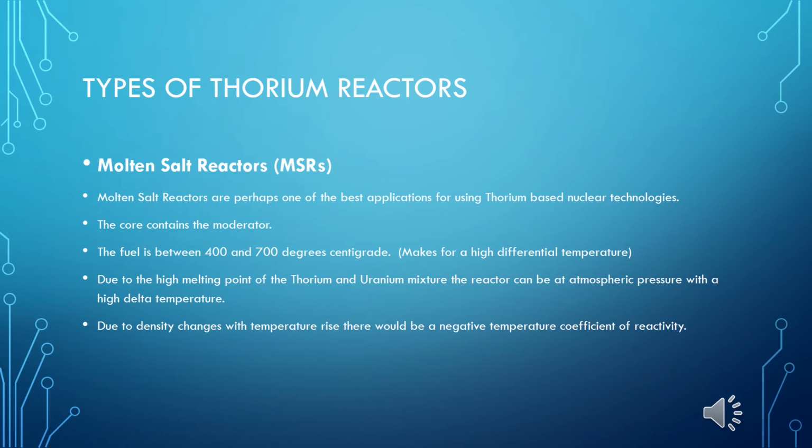And then also because the fuel has changes in density with temperature, it would give the reactor a negative temperature coefficient of reactivity. So this would make the reactor more easily controlled. As reactor power goes up, temperature goes up, which causes density to decrease, which will cause a decline in reactor power. So these are just a few of the great applications that thorium would have within a molten salt reactor design.